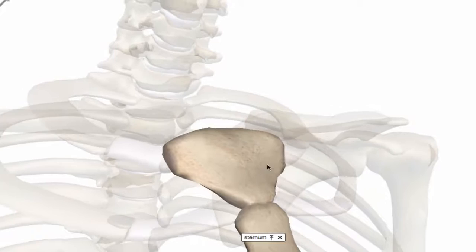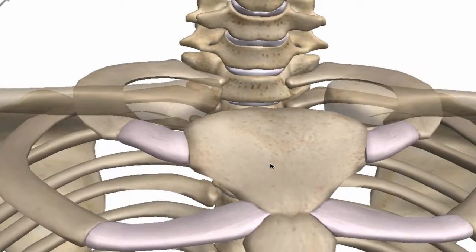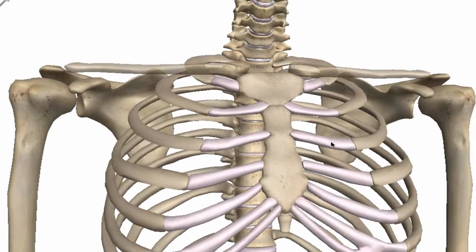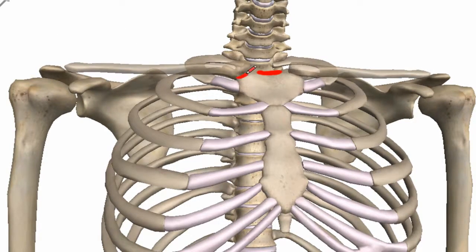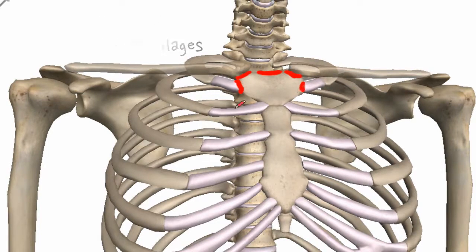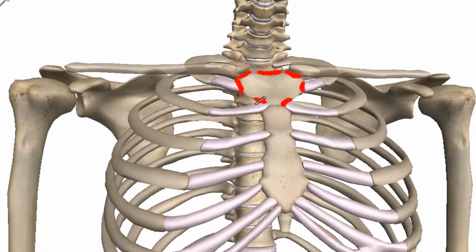So now, after I explain where all these structures are in the manubrium, I'm just going to move on to the real thing, the whole skeleton, so you can see what I just talked about. Going back again, doing a quick review, this area here is the jugular notch. Then you have the articulation with the clavicle, and then the facets for the first costal cartilage and the first half of the second costal cartilage articulating here with the manubrium.